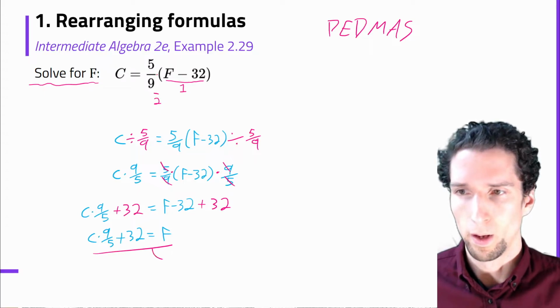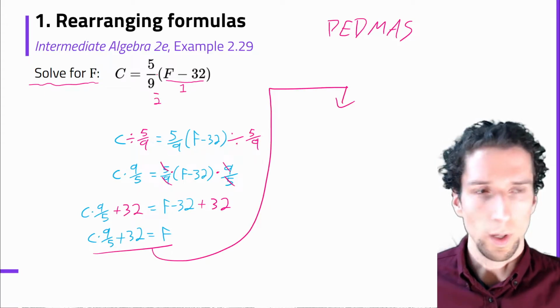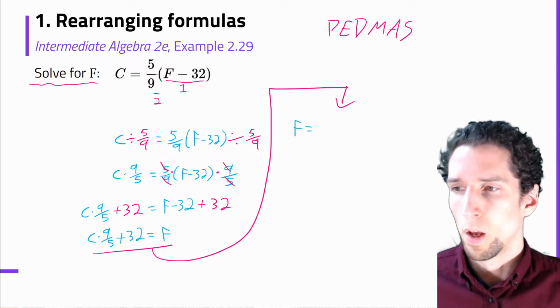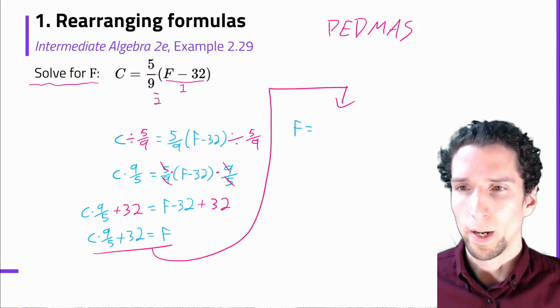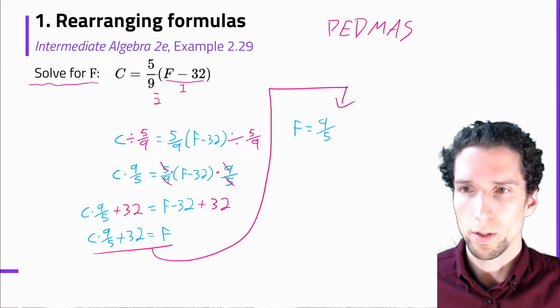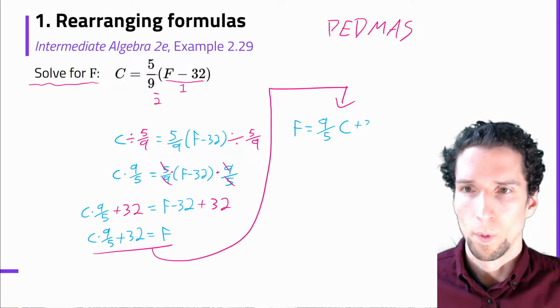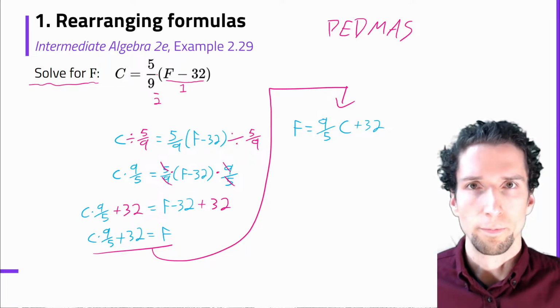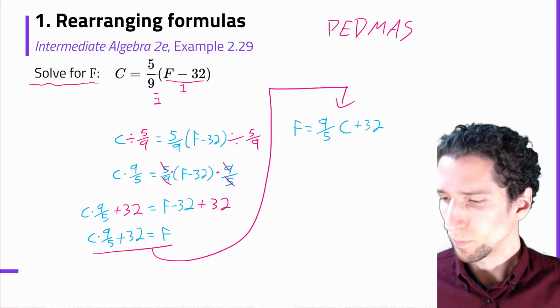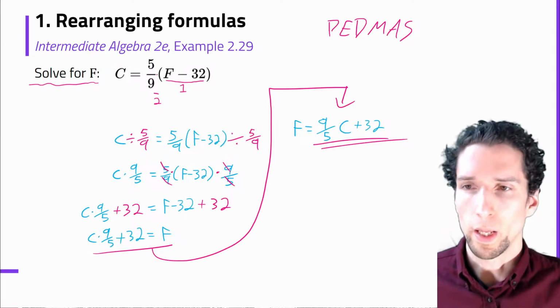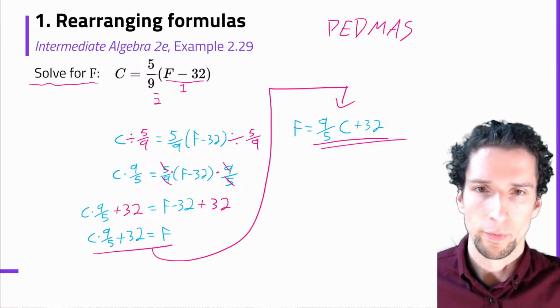this looks really bad. Normally, we would have the thing we're solving for on the left side, so f on the left side, and c times 9/5, let's just rearrange that to have our constant, the coefficient, at the front here. So 9/5 times c plus 32, like this. Okay, so there we go. We have solved for f.